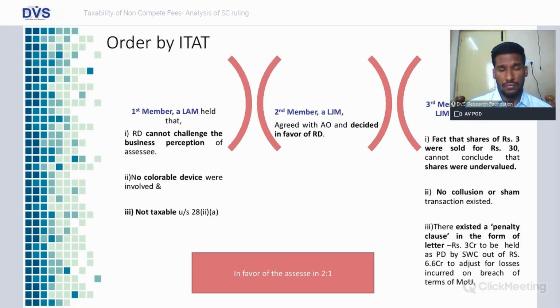Then we have the order of the ITAT. At the ITAT level, the case was decided in favor of the assessee by a ratio of 2:1. The learned accountant member of the ITAT stated that it's not taxable under 28(2)(a), but the learned judicial member, the second member, agreed with the stance of the AO and stated in favor of the revenue department. So the case was 1:1. The case was referred to a third member, and the third member stated that the case is in favor of the assessee. So finally the decision turned out to be in favor of the assessee at 2:1.